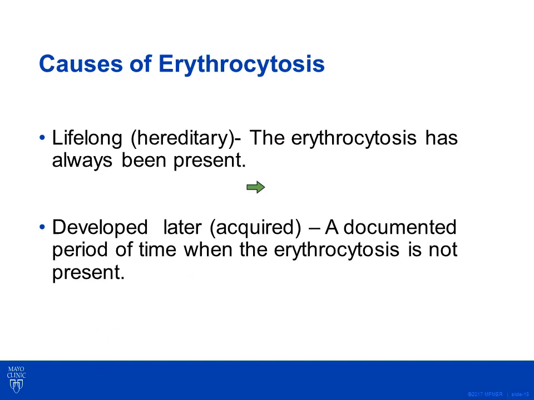As we look at patients with erythrocytosis, a very early and important question to ask is simply, how long has that erythrocytosis been present? If we can determine, based on looking at previous medical records, that it seems to have always been present, this would suggest that this is a hereditary cause of erythrocytosis. Conversely, if we can determine that this has developed later, in other words, we have an area where it has been documented that the CBC was normal and then the erythrocytosis developed later, this would suggest an acquired cause of erythrocytosis.